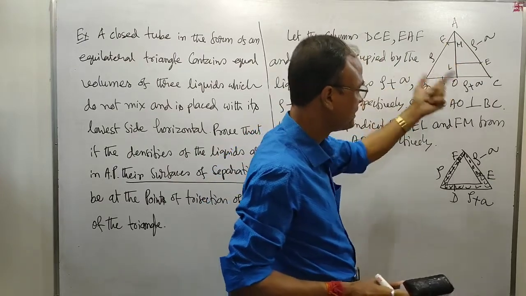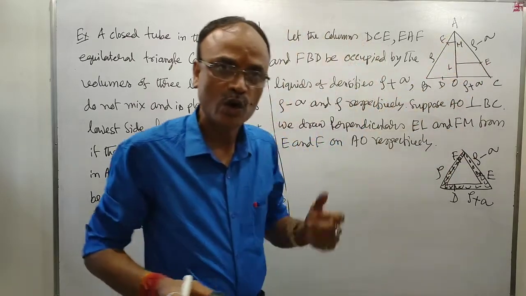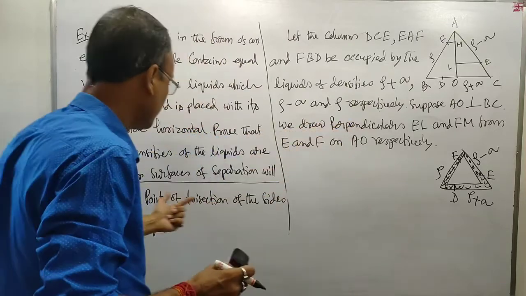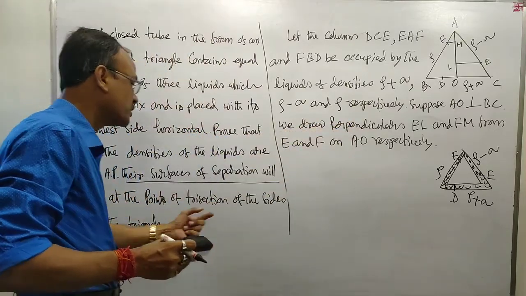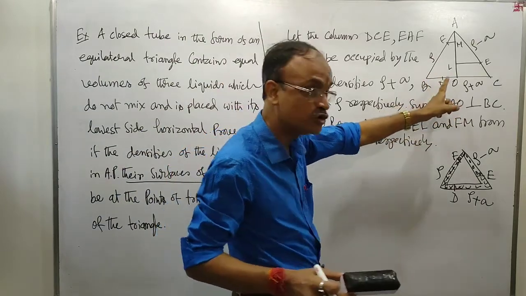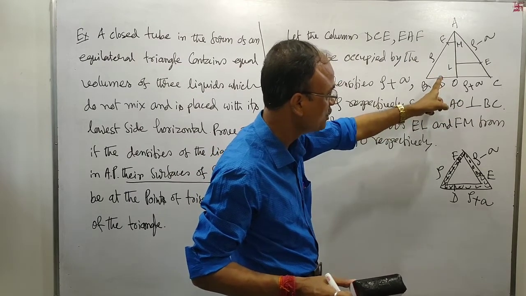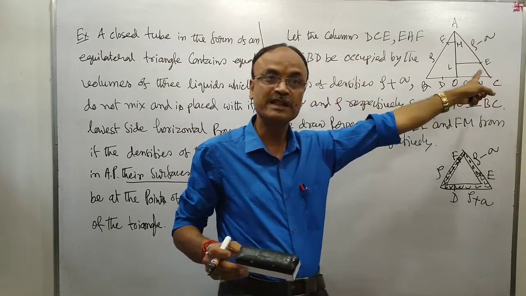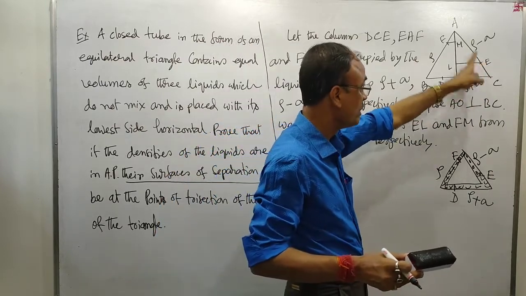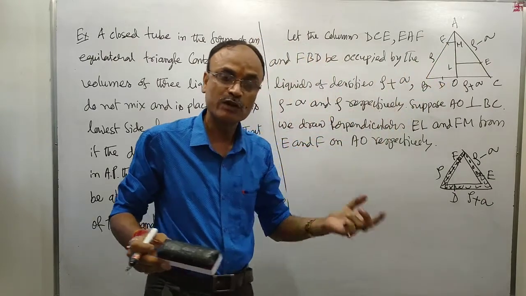FBD too. What are the surfaces of separation? D, E, F. The surfaces of separation will be at the points of trisection. This means we have to show that BD is equal to half of DC. Not only that, CE equals half of AE and AF equals half of FB. We have to show this.